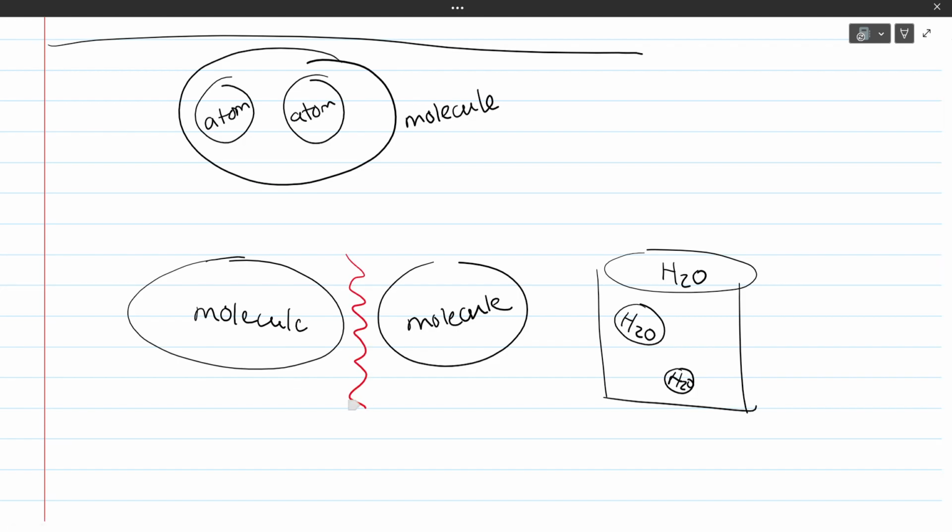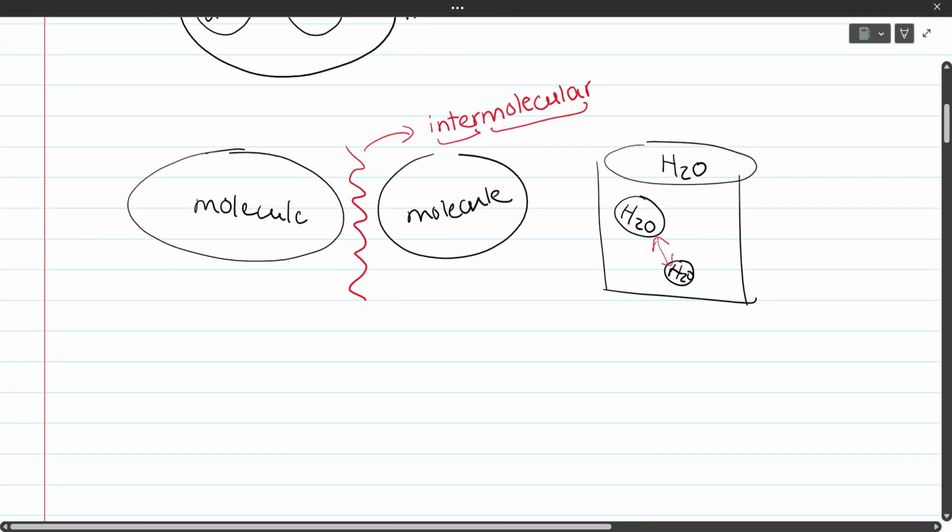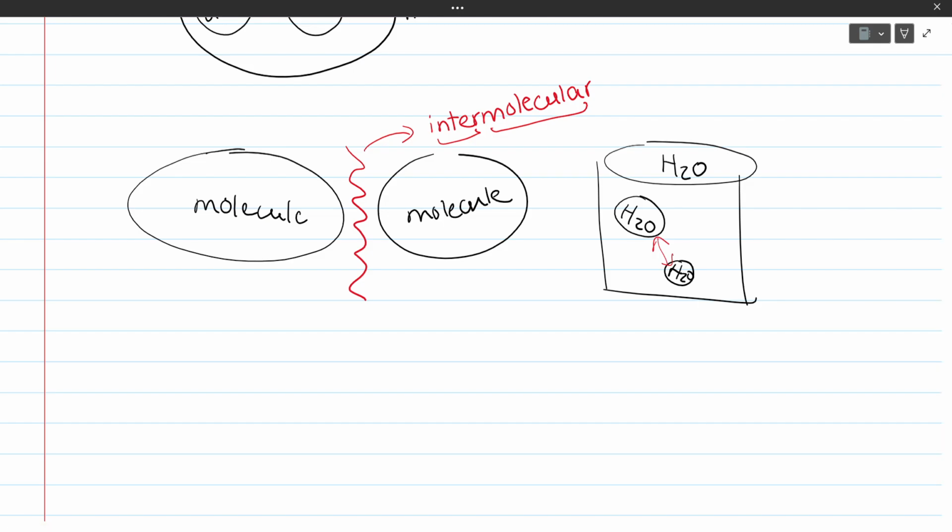Okay, so we refer to this bond as our intermolecular forces, and it comes from the name, intermolecular. It's between the molecules. So your intermolecular forces are what holds molecules together, while your chemical bond is what holds your atoms together. So now we obviously have to understand what types of intermolecular forces we have. We have a whole list that we've gone through, 5 to be specific.